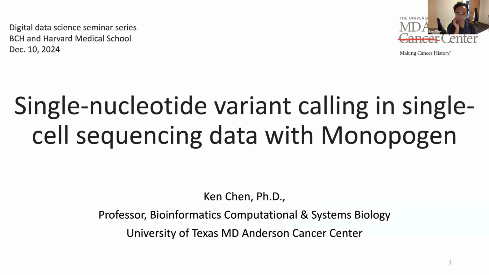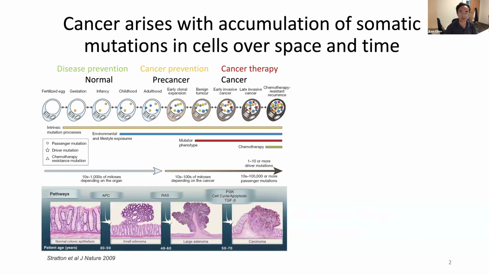So we're trying to describe this new publication, which is a computational tool called Monopogen. We're trying to call both germline and somatic variants from single cell sequencing data, including DNA, RNA, and also ATAC-seq and potential other data types, which I will be talking about later.